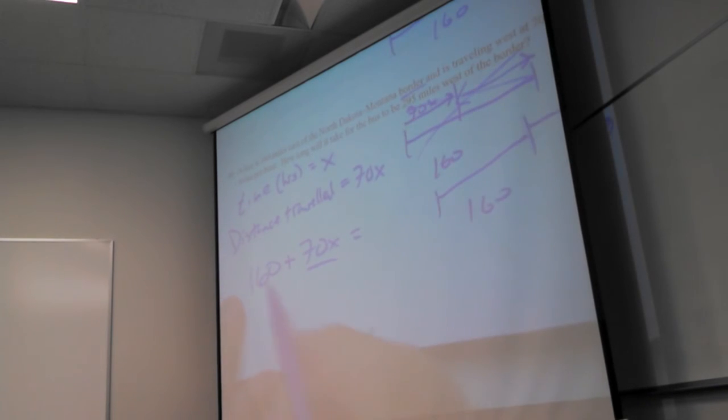Yes, cool. So then I want this total distance, how far I was away to begin with, plus the distance I've traveled, to be 295 miles. And now it's the easy step. Now you just have to solve that equation.